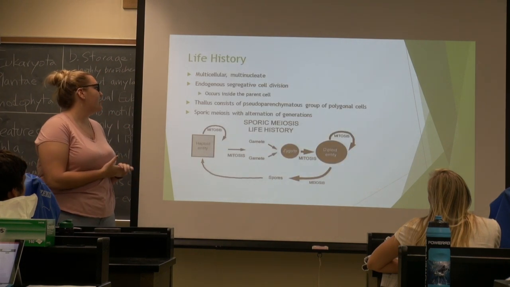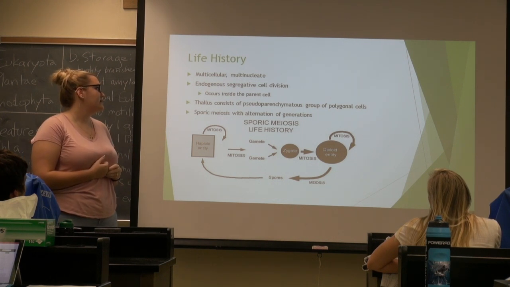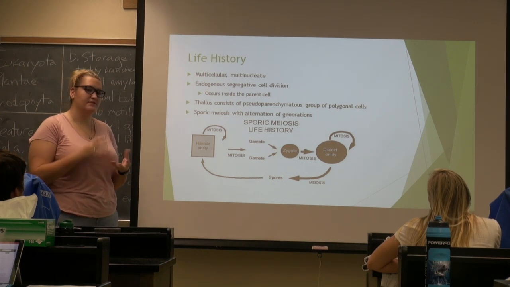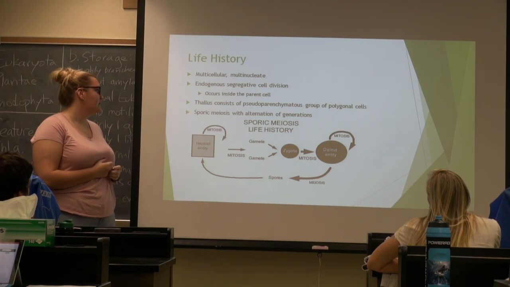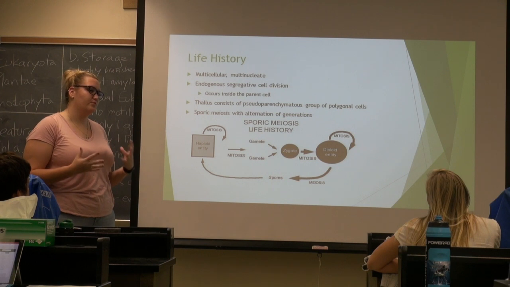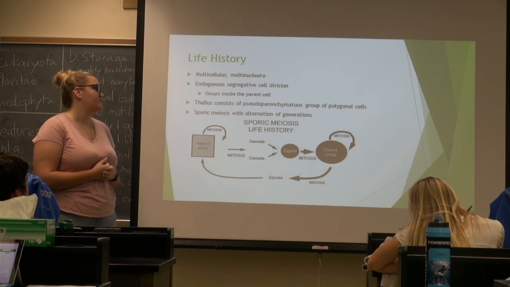So Dictyosphaeria is a multicellular, multinucleate organism. It has endogenous segregative cell division, so it's this bubble algae, and you'll see that really easily when you look at the plant itself. The thallus is pseudoparenchymatous, so there's no true parenchyma, but it's an interwoven little mesh. And it has spore meiosis with alternation of generations.